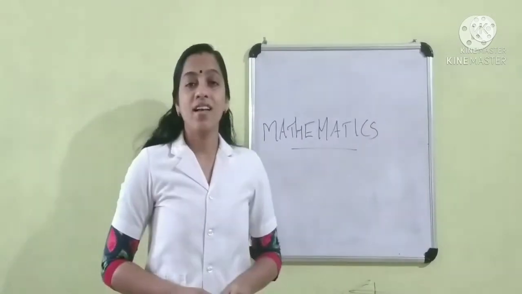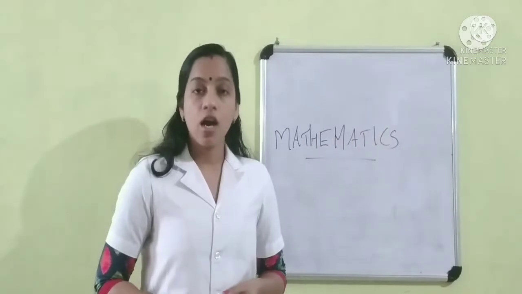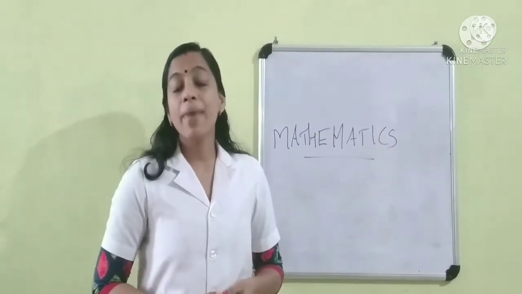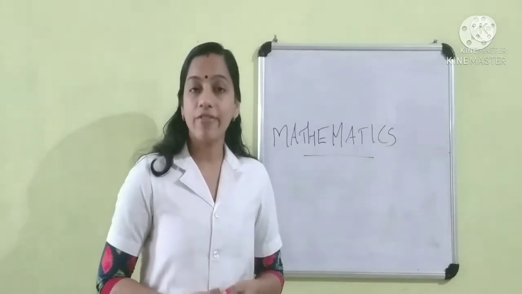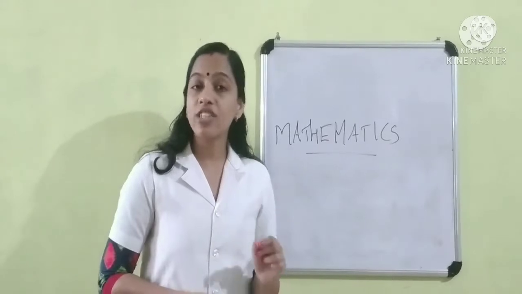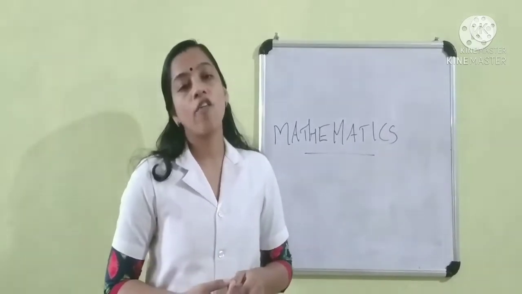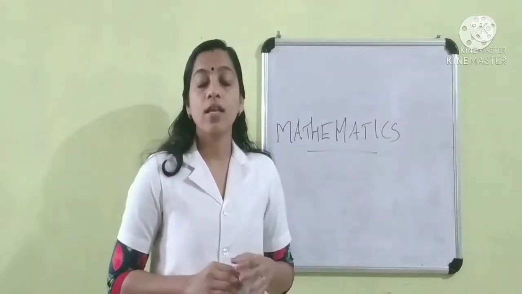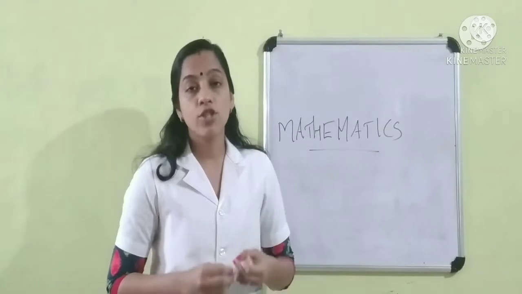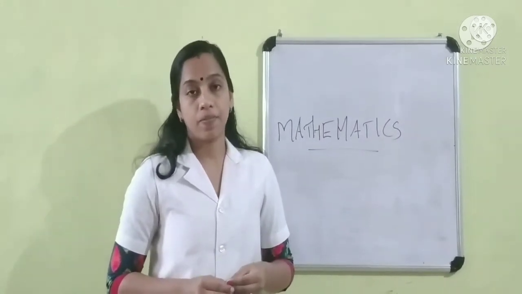Let us see. Patterns are all around us. What is a pattern? How can we identify a pattern? Patterns are created when figures, shapes, objects, etc. are arranged in a particular order and repeated over and over again. That is, a repeating arrangement of numbers, shapes, objects is called a pattern.